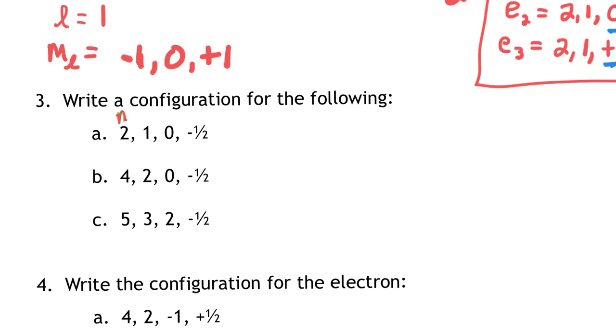The first number is always going to be N. The second number is always L. This one is always going to be M sub L. And this one's always going to be M sub S. So I like to pull these apart. So I know the energy level is going to be 2. The L, the orbital, is 1.